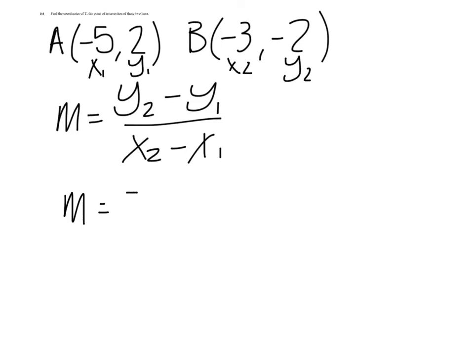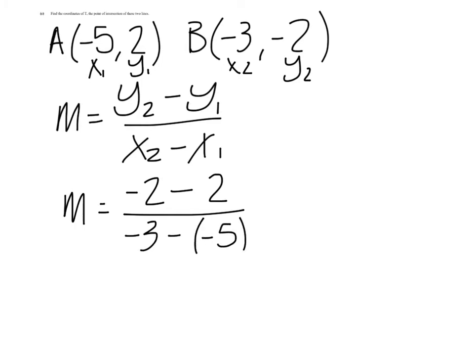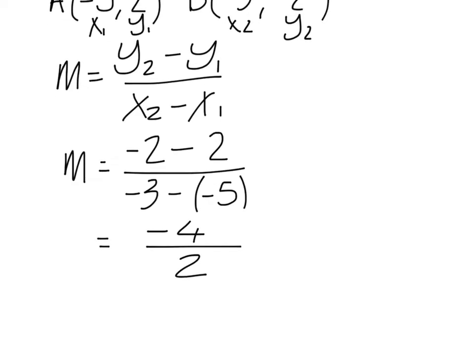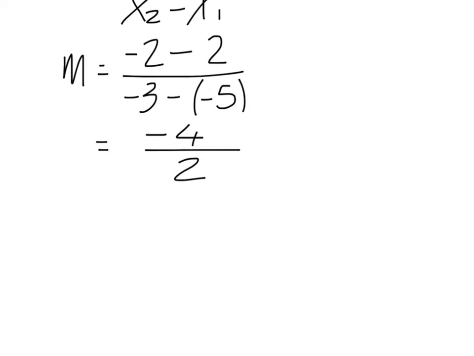So y2 is negative 2, take away y1, which is 2, over x2, which is negative 3, take away x1, which is negative 5. So that gives us negative 2 take away 2, which is negative 4, and negative 3 take away negative 5, which is negative 3 plus 5, which is 2. That gives us negative 4 over 2, which is negative 2.